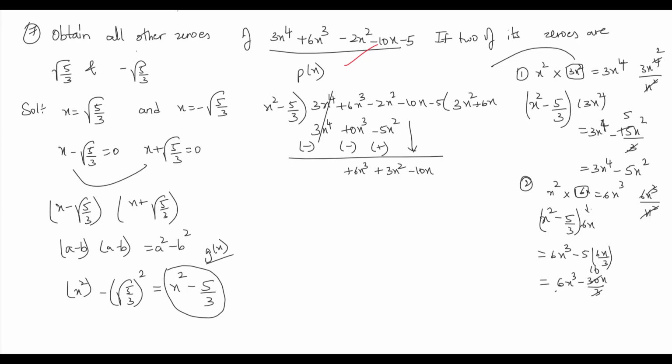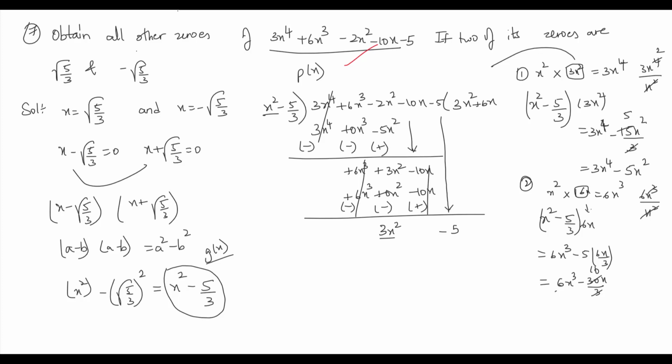Place this carefully over there. That is 6x cube. Is there any x square term? No. So I'll place 0x square, then minus 10x underneath minus 10x. Plus changes to minus, plus changes to minus, minus changes to plus. 6x cube minus 6x cube gets cancelled. 3x square minus 0x square will give us 3x square. Minus 10x plus 10x again gets cancelled. And take this 5 down now, that is minus 5.